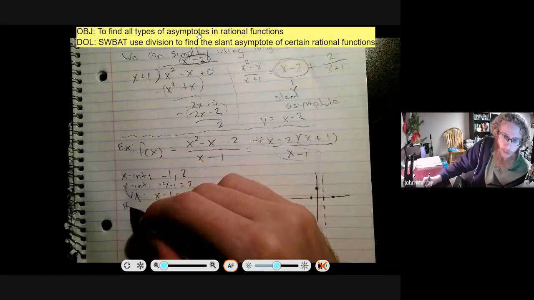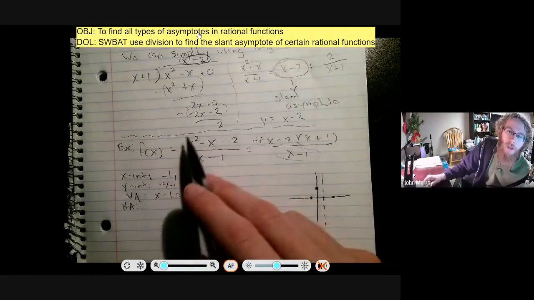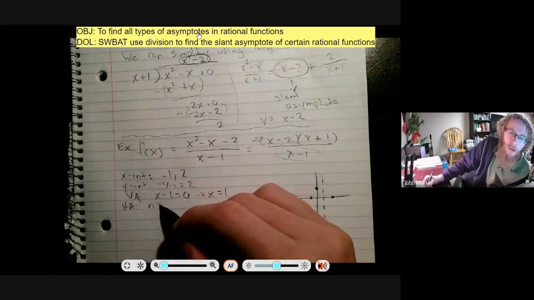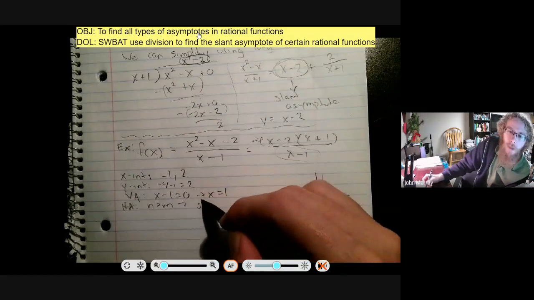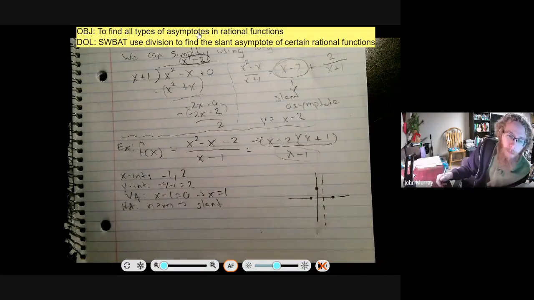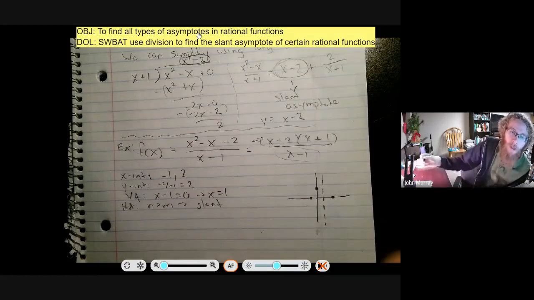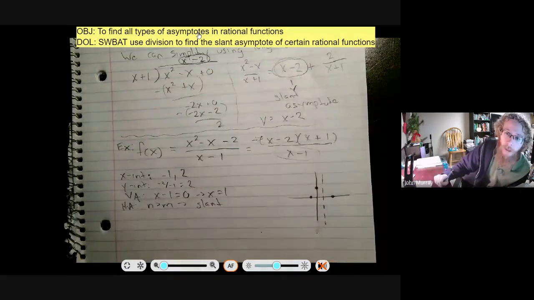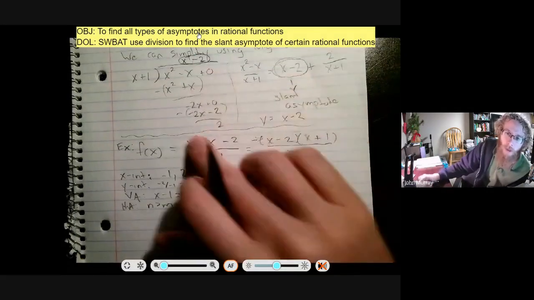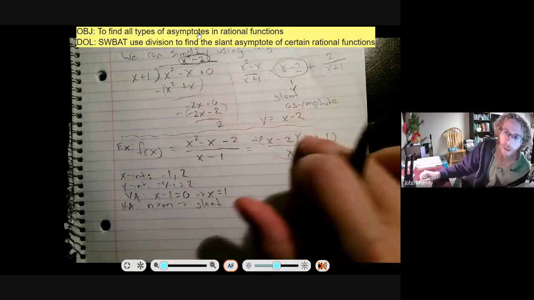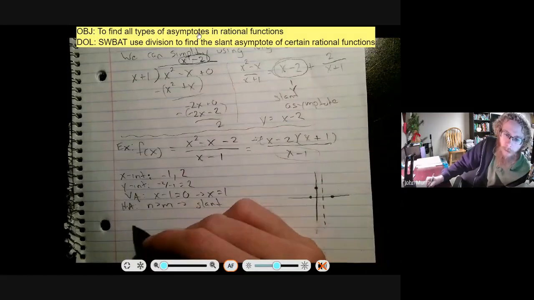Okay, so again, if we weren't just focusing on slant asymptotes, and I was looking for the horizontal asymptote, I would notice that n is greater than m. So that tells us that we have the slant. When we have the slant, that means we divide. So when we divide, I'm going to go back and use this. I don't want to divide x minus 1 into these. That would be difficult.